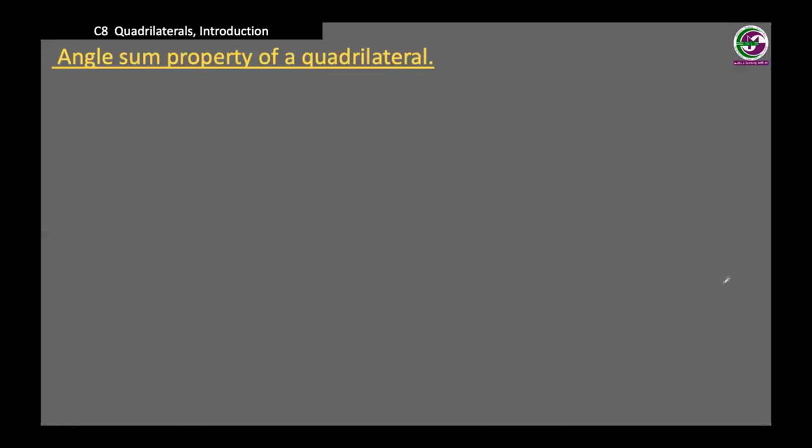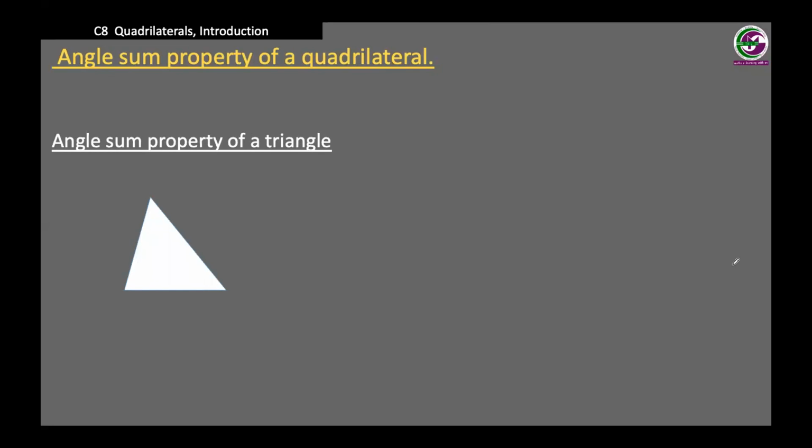Now let's move on to the next lesson of this chapter, which is about angles and property of a quadrilateral. To know about angles and property of a quadrilateral, first we have to recall what we studied in the previous chapter. That is angles and property of a triangle. There we have studied that the angles and property of a triangle is 180 degree. Doesn't matter how large or small the triangle is. When you add all the 3 angles, it should definitely be 180 degree.